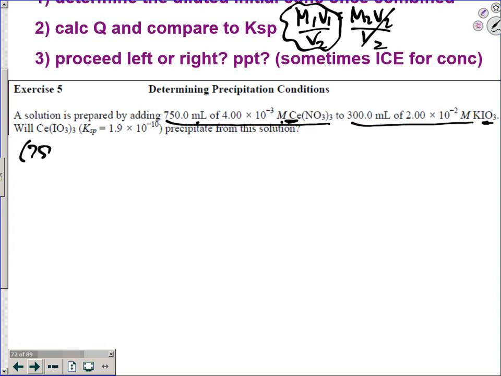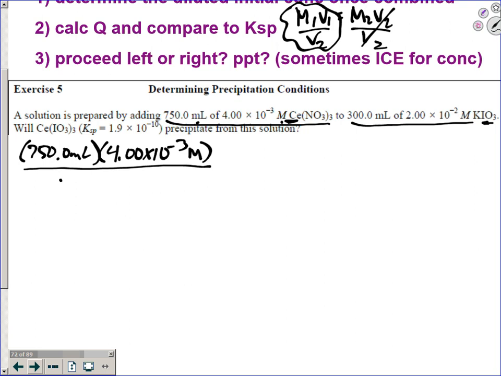So 750 milliliters times 4.0 times 10 to the negative third molar divided by what? It's kind of hard to see, so I was trying to get you guys to write down the pieces. Dividing by 1050, right? So it's a little over a liter, and this is total volume. That's going to give us the concentration of one of the ions we care about.